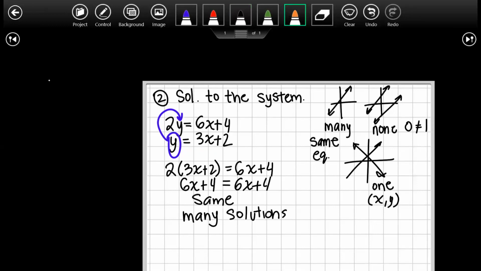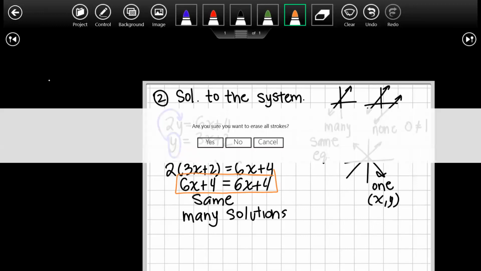This tells me that this side and the other side is the same. You can stop right there. You can take it one step further and solve it to get the variables away, but it's going to do the same exactly. If they're equal to each other and you see that they're equal, it's going to be many. Okay.